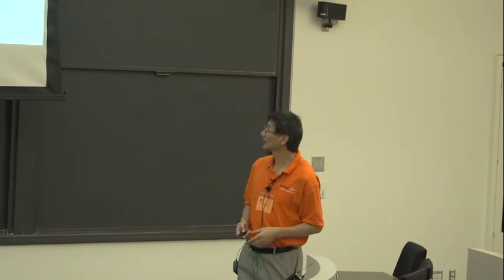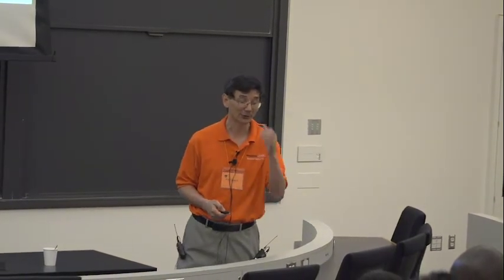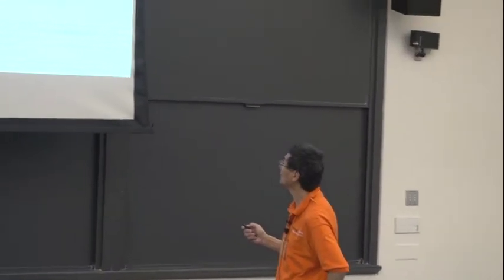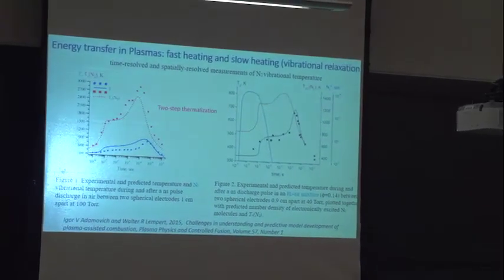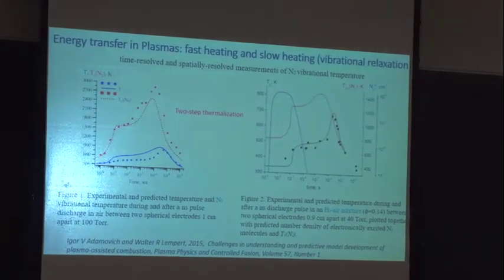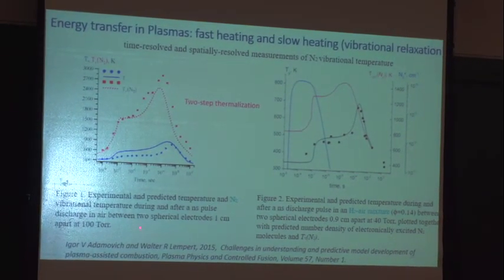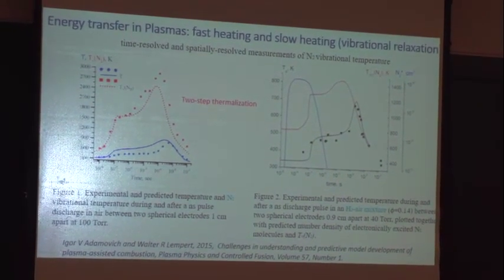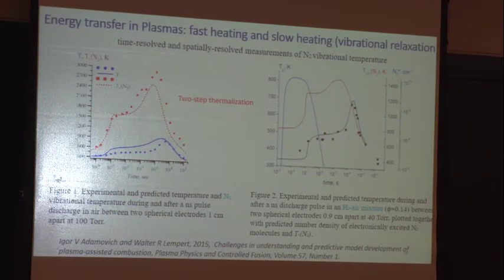Is that right? Okay. So next, I try to show you a number. This is a time-resolved and spatially resolved measurement of nitrogen vibrational temperature in a nitrogen plasma. So you have a microplasma, a needle-to-needle plasma. This was measured by Professor Walter Lempert at Ohio State using a combination of a femtosecond laser and a picosecond laser.